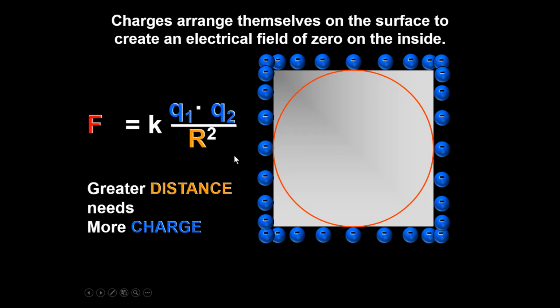And it comes down to Coulomb's law: Coulomb's constant, charge of one, charge of the other, and the separation. Because these charges on the corners are further away, more distance, you need more charge to balance out all the forces. And what is going to happen is that the points that are further away from the center are going to get more charge put on them.